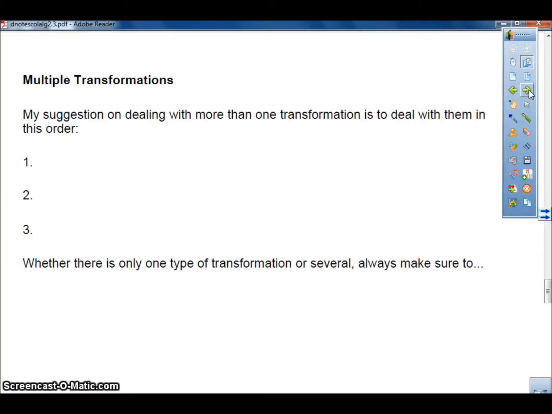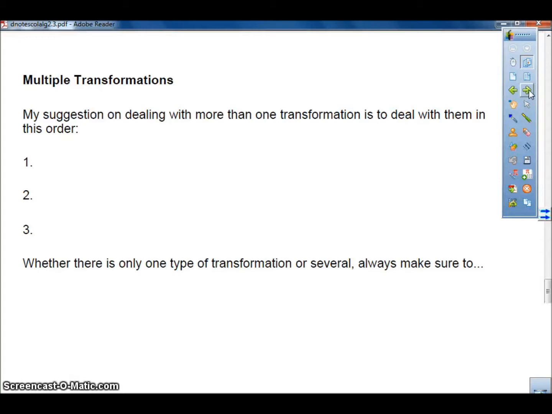It turns out the order does make a difference. So if you do a translation first and then you reflect, you get a different graph than if you reflect first and then do a translation. The graph comes out different depending on the order you apply the transformations in. So we want to make sure we do this in the proper order.